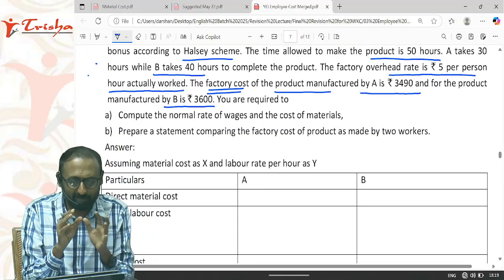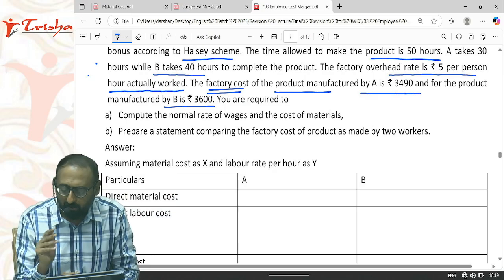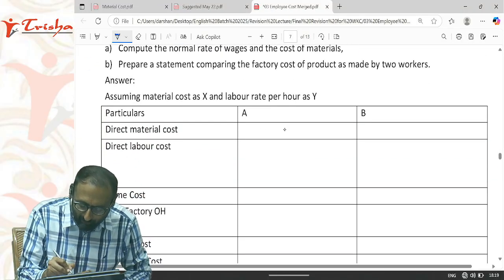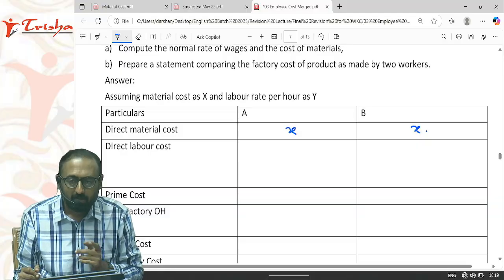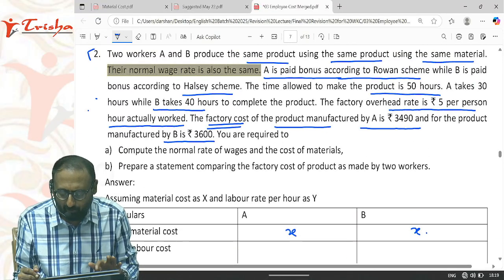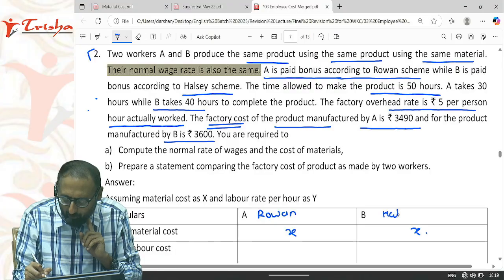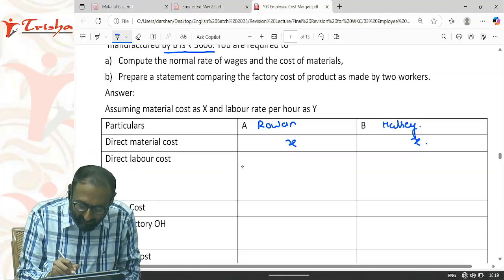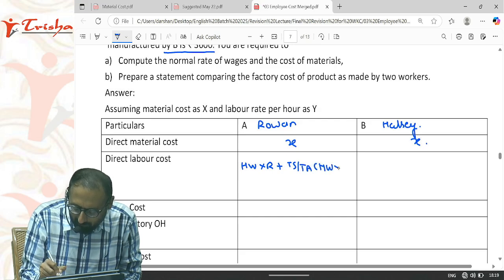Now let's work out that table. Direct material, direct labor, prime cost, add factory overhead is equal to factory cost, because 3490 and 3600 factory costs are given to you. Material is X, the same amount of material is required by both of them. For labor cost, A is paid according to Rowan and B is paid according to Halsey. First the Rowan formula: hours worked multiplied by rate per hour plus time saved upon time allowed into hours worked multiplied by rate per hour.